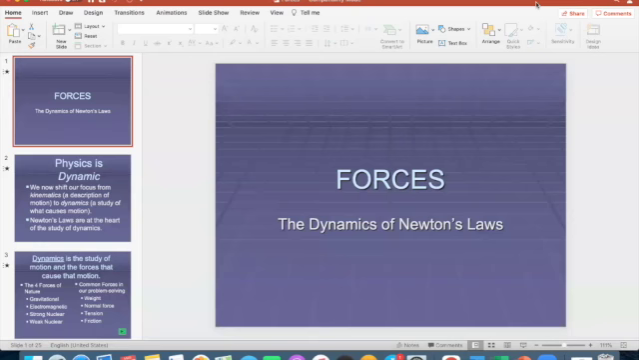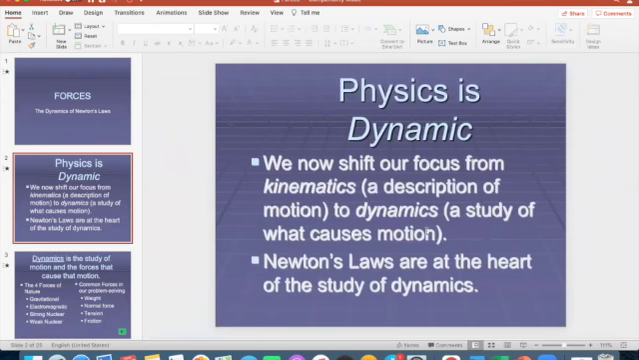This is on forces, and force is simply a push or pull on an object. So here we're going to be talking about Newton's three laws of motion. Newton's three laws of motion are named after Sir Isaac Newton. He is considered the godfather of physics.